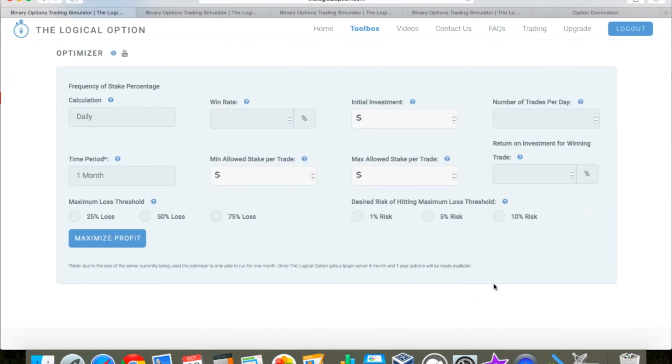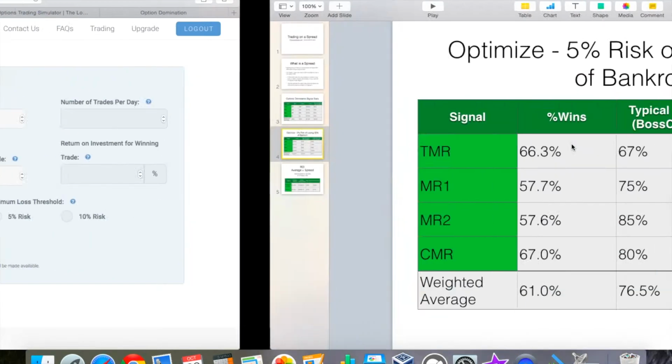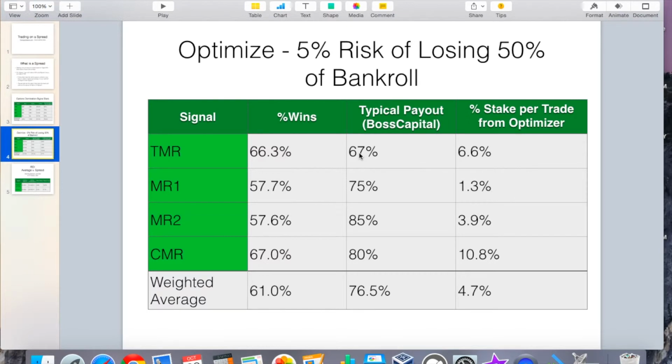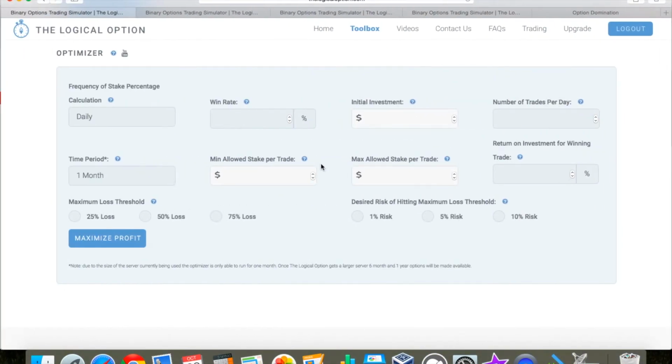This is here at the Logical Option. If you have an account with us or have signed up as one of our affiliates to one of our recommended signal providers, you'll have access to this optimizer. So what I've done is I've input all of these numbers into the optimizer to see how much we should be staking per trade. Now I set the risk level at 5% and the loss threshold at 50%.